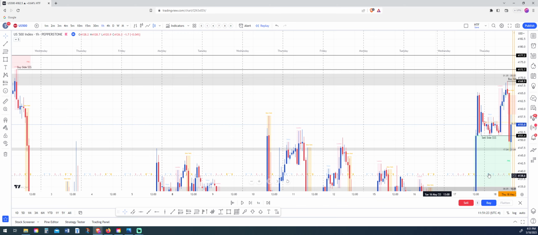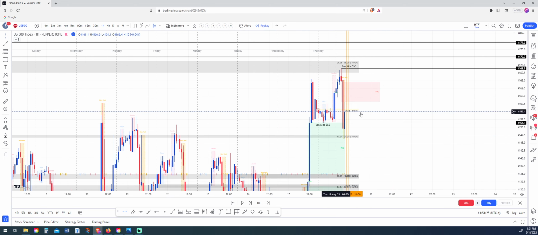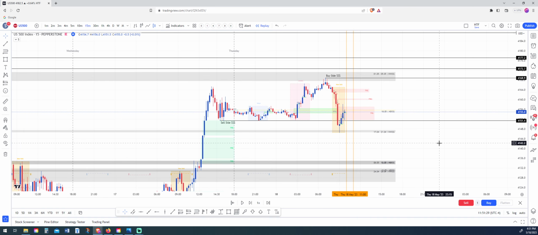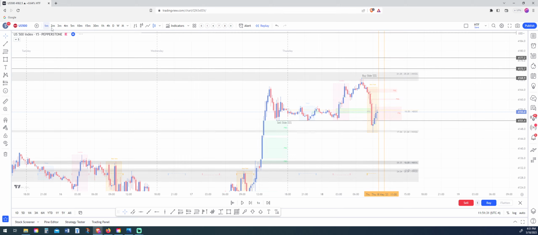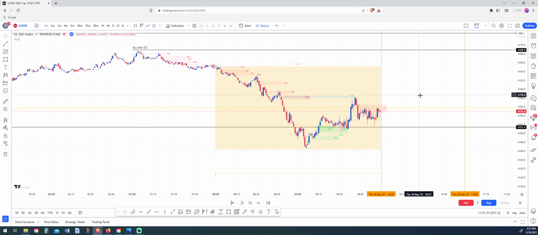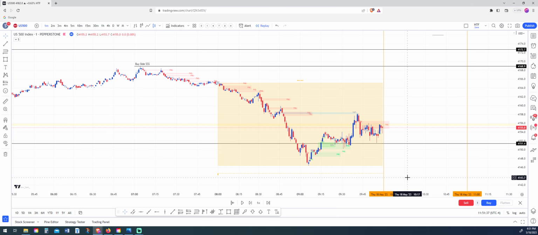Let's drop down onto some lower time frames. Where are we? On the 15-minute chart. Let's drop into the 1 minute now to start trading the Silver Bullet session.